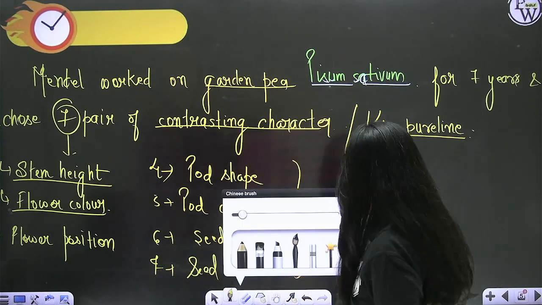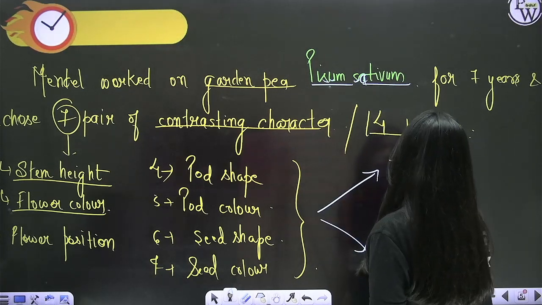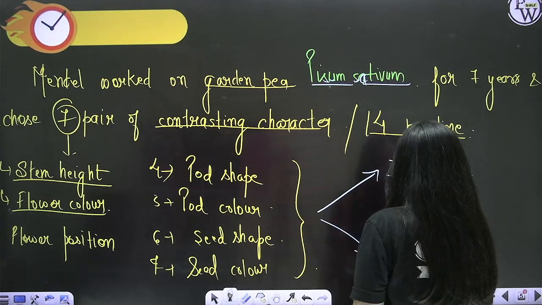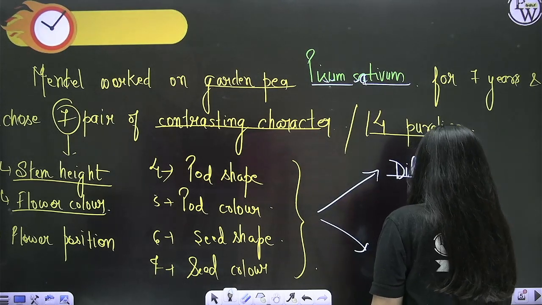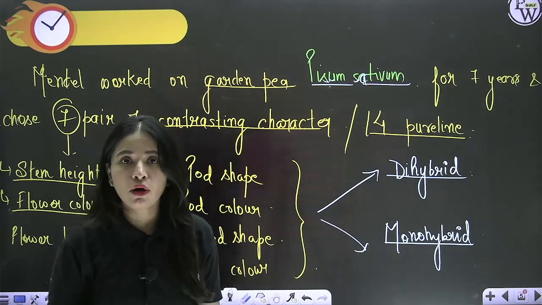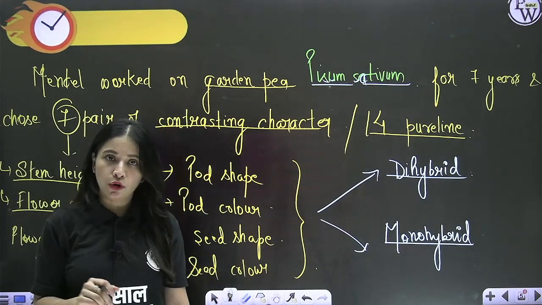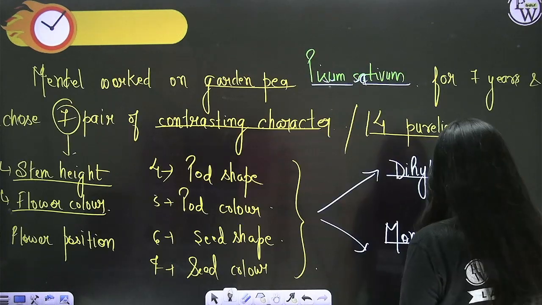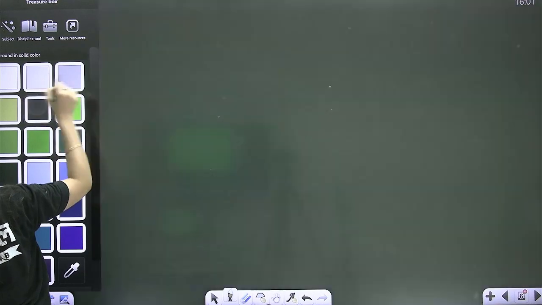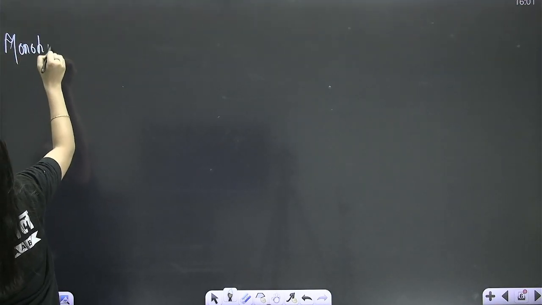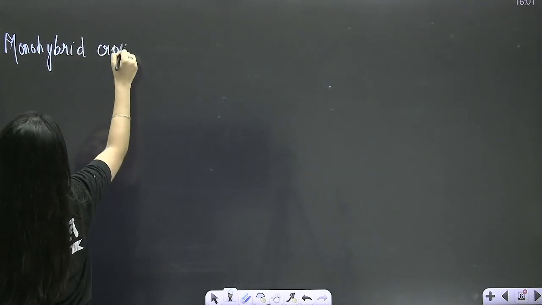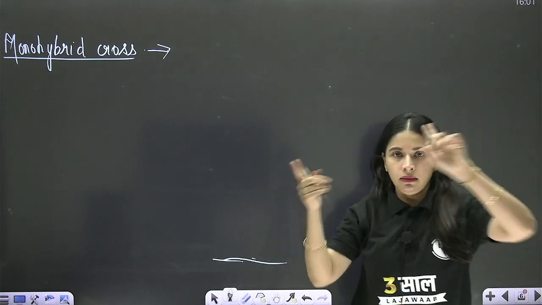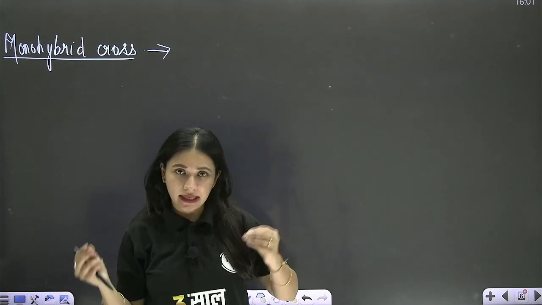On the basis of these 7 characters, he performed 2 types of crosses, dihybrid and monohybrid. Now, on the basis of the monohybrid cross, what results did he propose? Before we do that, let's first see what a monohybrid cross is. Let's add a page. Mono means one, right? Cross means performing a hybridization experiment, performing exchange of gametes.